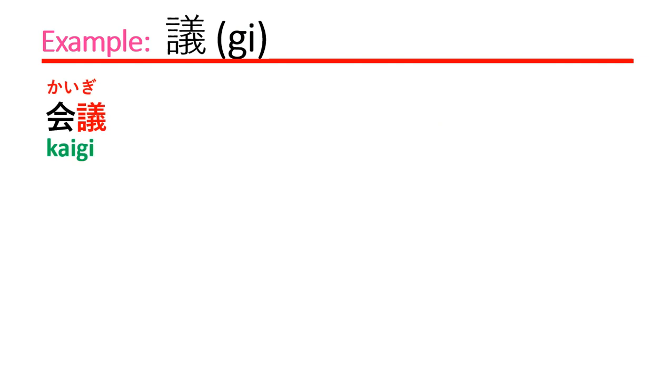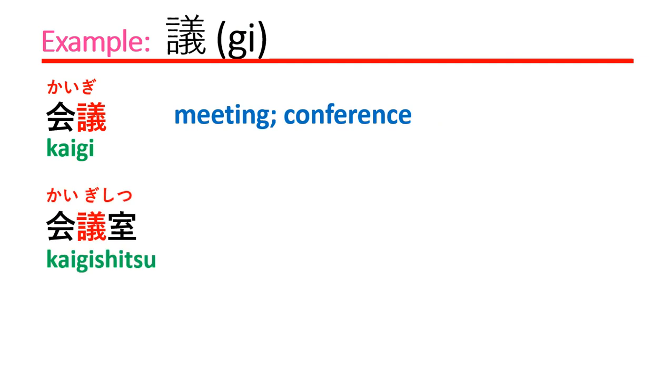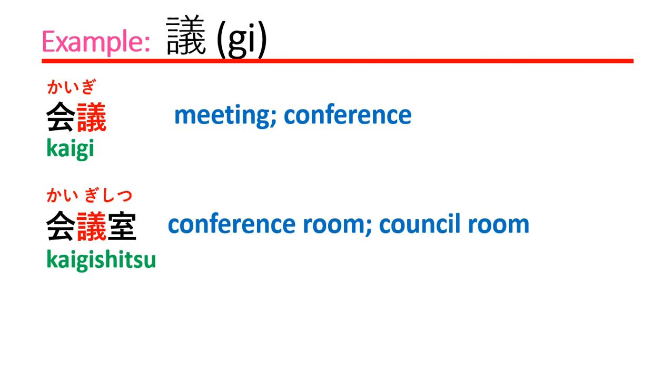Kaigi means meeting or conference. Kaigishitsu means conference room. The first word, kaigi, means the meeting or conference, but the second is kaigishitsu. Shitsu means room, so kaigishitsu means the conference room.